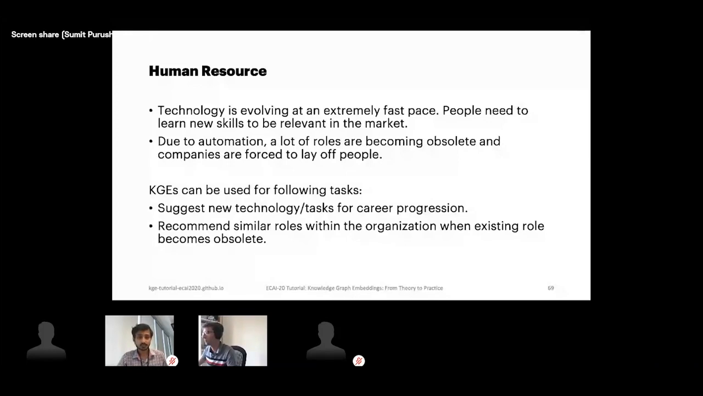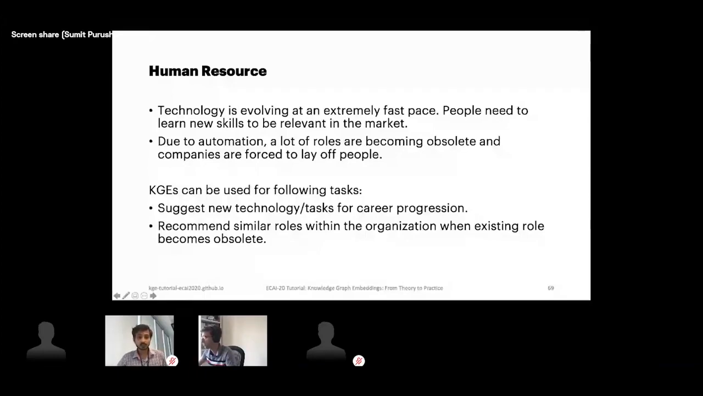Say, for the first use case that I mentioned, you can use knowledge graph embeddings to suggest new technologies that one can learn to stay relevant in the market. And for the second one, the companies can look for similar roles based on what an employee is working on, and try to shift him to that department or to that role. So that's how knowledge graph embeddings can be used.